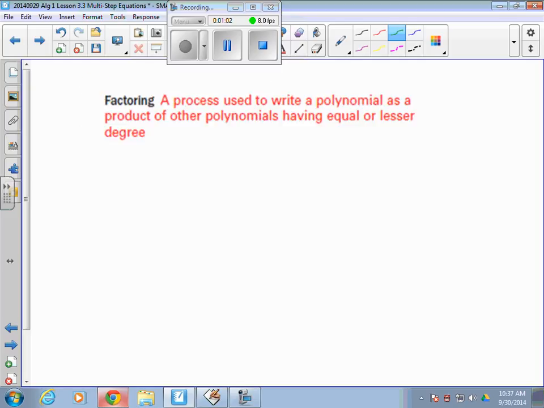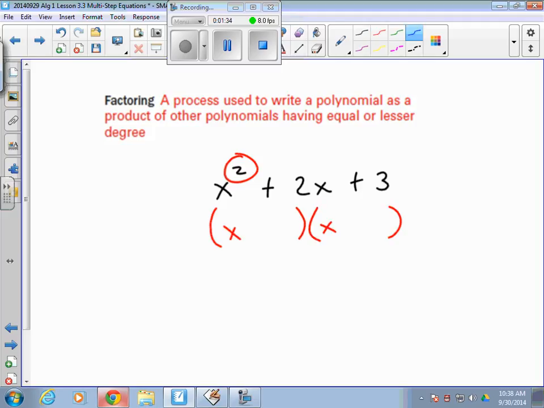Binomial 2, trinomial 3. Factoring is a process used to write a polynomial as a product of other polynomials having equal or lesser degree. The degree of a polynomial, x squared plus 2x plus 3, is the largest exponent. So you would say that this polynomial is written to the second degree. When you factor this out, you're going to factor it as something that has x times x. Notice these are only written to the first degree, each of these. That's what it means by a lesser degree.